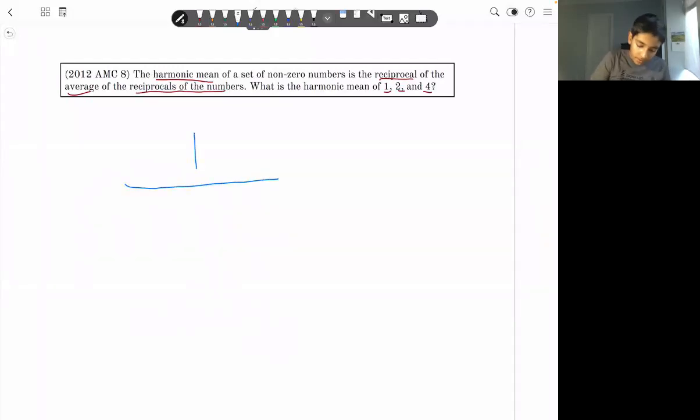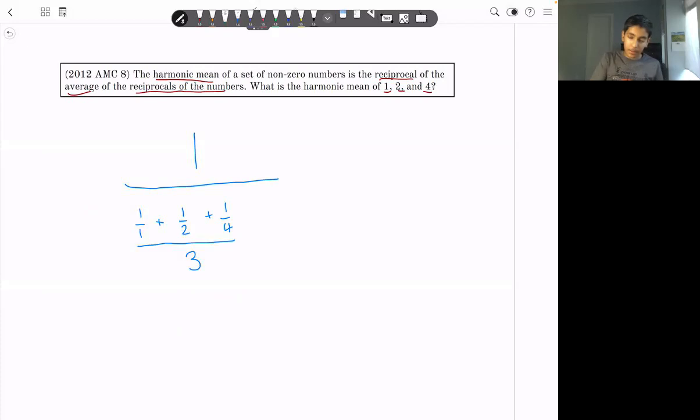First, before we even deal with the 1 over, what is the average of the reciprocals of the numbers? The average of the reciprocals of the numbers is going to be 1 over 1 plus 1 over 2 plus 1 over 4. These are the 3 numbers. And what's the average of the reciprocals of these numbers? It's going to be this quantity divided by 3.